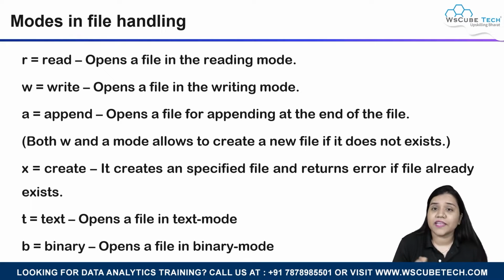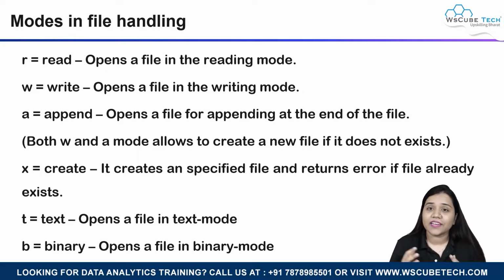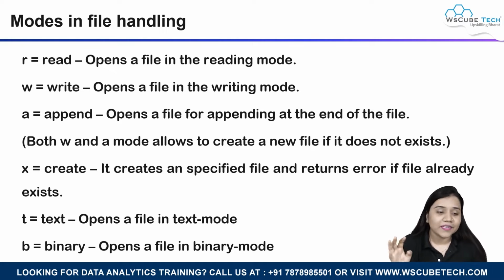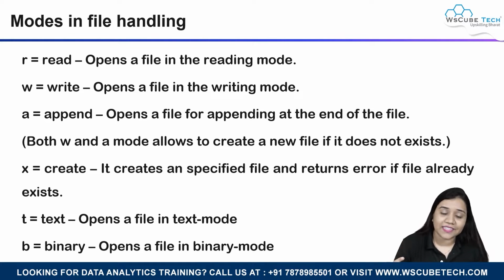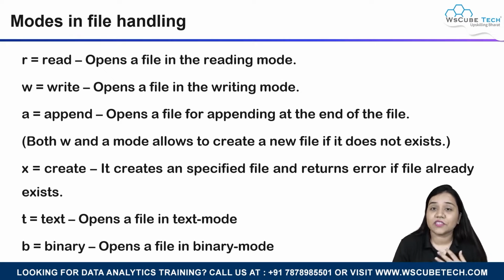Next is the X method. X is a create method where we can create a specified file, and if that file is already there, it returns an error. Next is text. Text allows us to open a file in text mode. And lastly, we have binary. B stands for binary over here. Binary allows us to open a file in binary mode. We will be discussing three methods over here: read, write and append. These are the major methods that we will be discussing in our upcoming sessions.